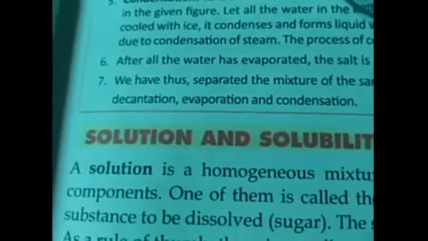Now you can see the solvent. This is water, this is the solvent. So we will add sugar in water. Sugar is the solute and water is the solvent. The solvent is the one in which the solute is dissolved. So we can dissolve the solute in water. This is the solvent.